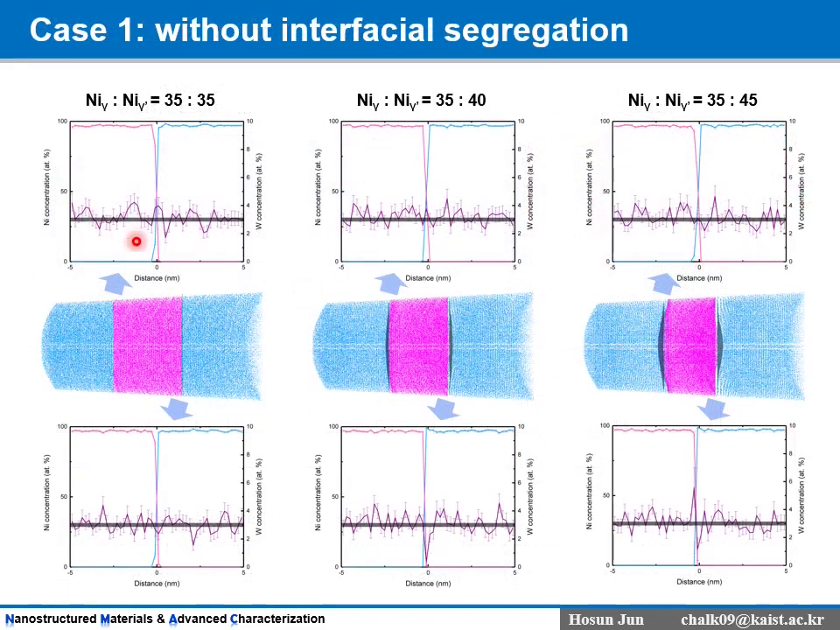And the result of the evaporation and reconstruction is here. This is the simulation result of tips without interfacial segregation. From left to right, the gamma prime phase has higher evaporation field. As can be seen in the atom maps, the upper interface bends upward and the lower interface bends downward as the evaporation field difference gets larger.